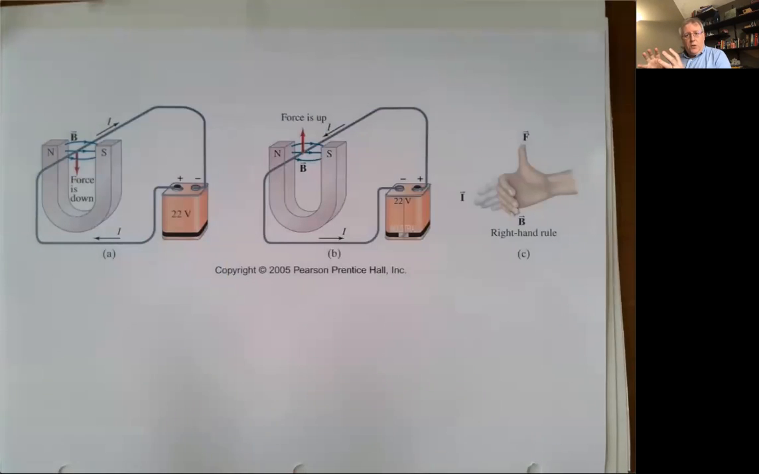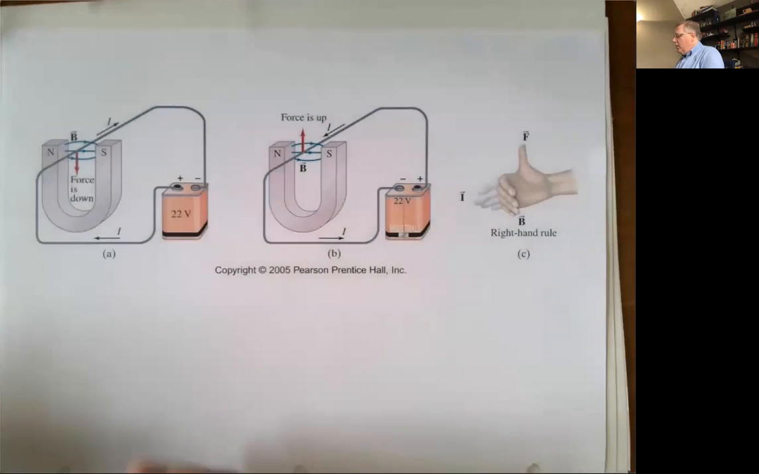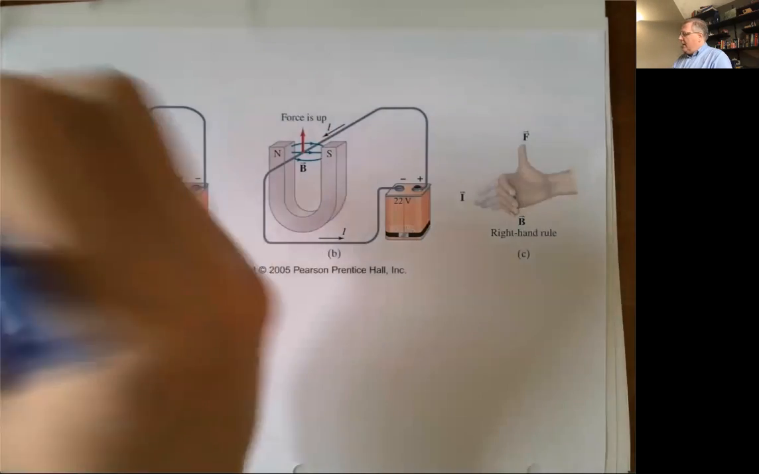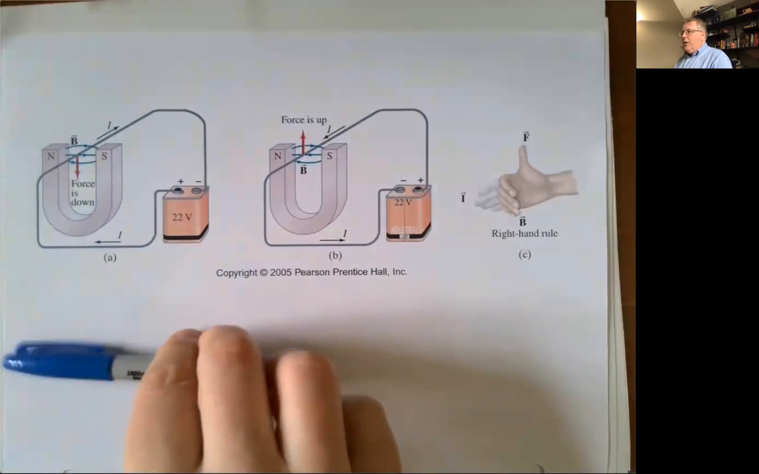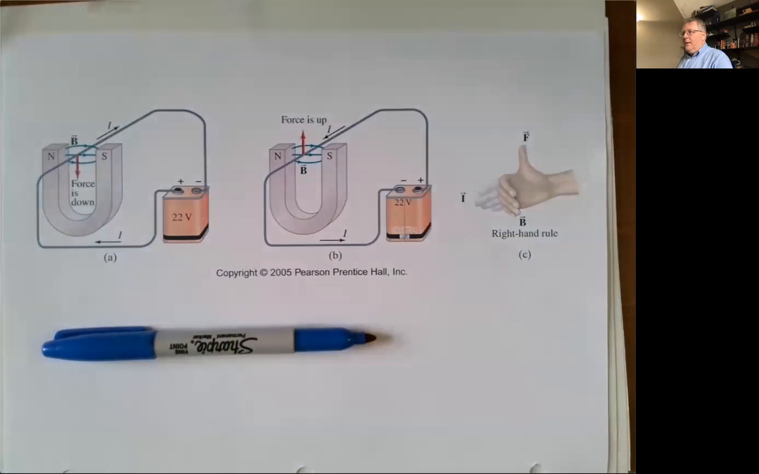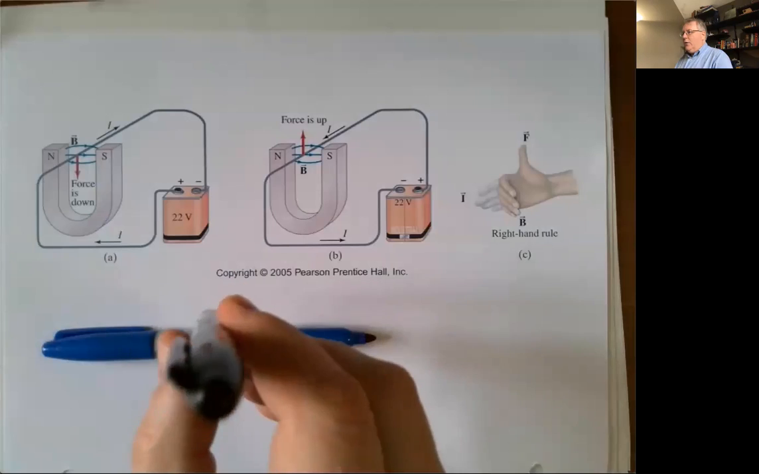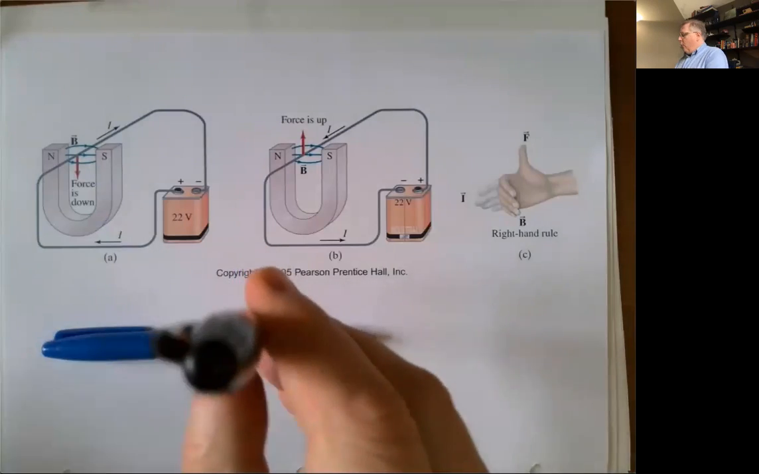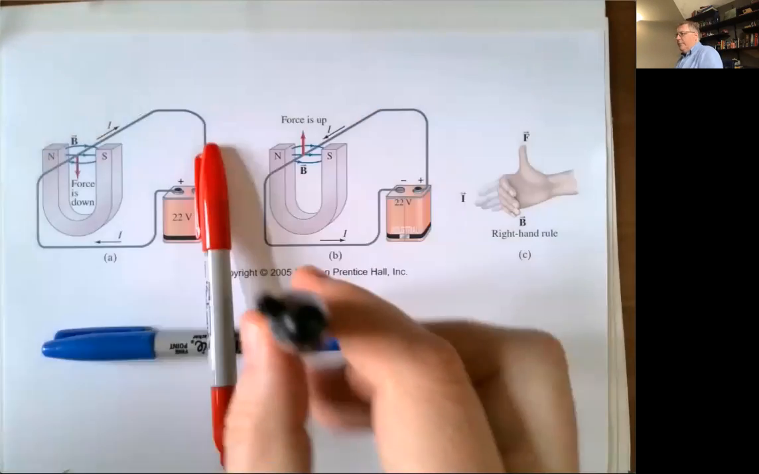But given those conventions, this is a fundamental rule of physics. Now, the thing you'll notice here is that there's three different directions. Let's take this picture here. There's the direction of the magnetic field, which is to the right. There's the direction of the current, which is into the page. And there's the direction of the force, which is down.